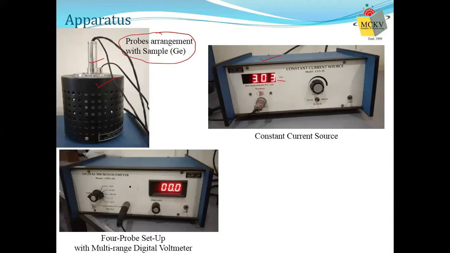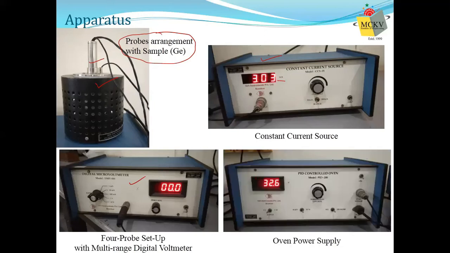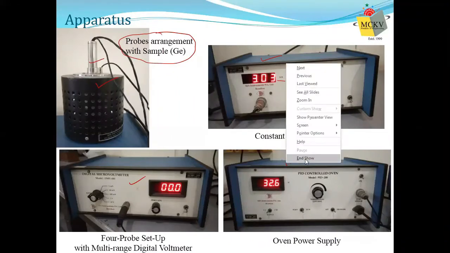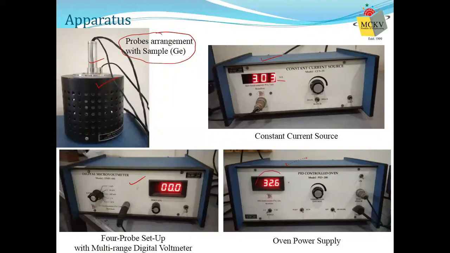The voltage can be measured with a separate voltmeter like this one. Temperature can be measured with a thermometer or through a PID controlled oven, which also shows the temperature with 0.1 degree centigrade accuracy. That is, the least count of the instrument is 0.1 degree centigrade. So these are the apparatus we can use.